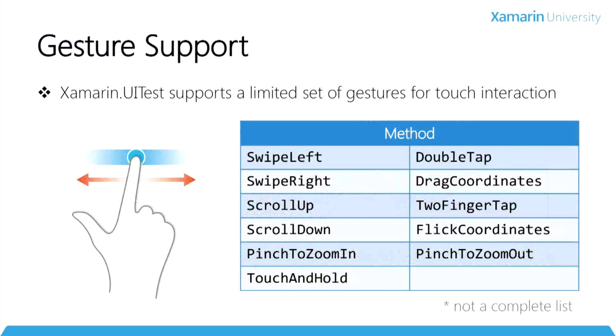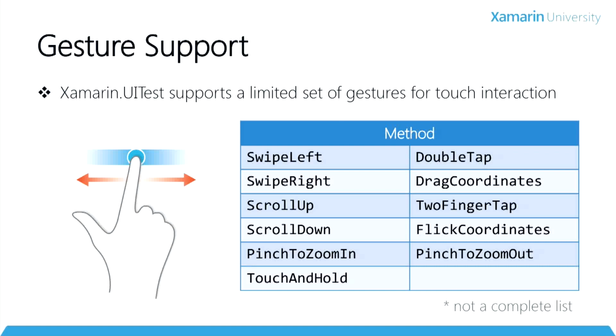Now, we've already seen how to tap and activate items, but what about other gestures that you use in an application? Well, UITest supports some basic limited gestures that you can use on your UI elements. These include swiping, scrolling, zooming, and the long press gesture where we touch and hold. Most of these gestures are passed a query to identify the control or the element to perform the gesture on. But there are some that take an X and Y coordinate. So you see two here, drag coordinates, which lets you do dragging operations, and flick coordinates, which performs a flick gesture from a starting point to an ending point.